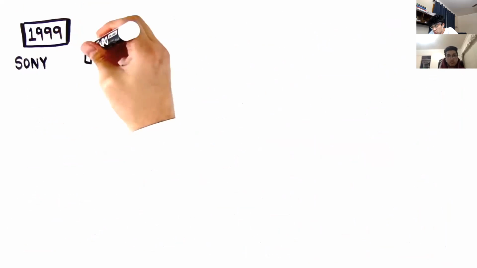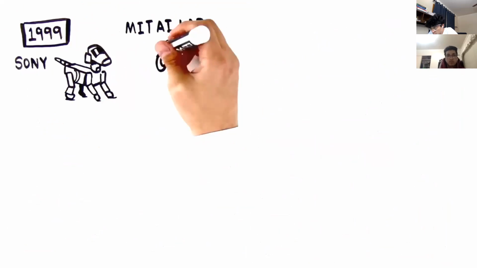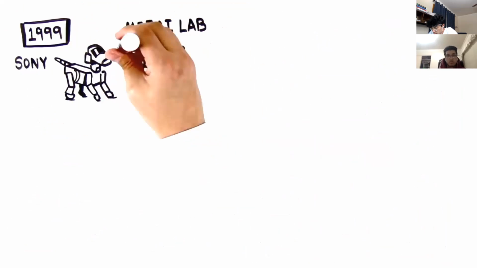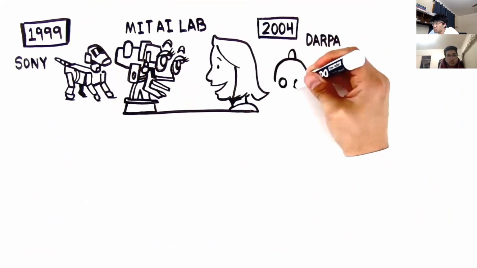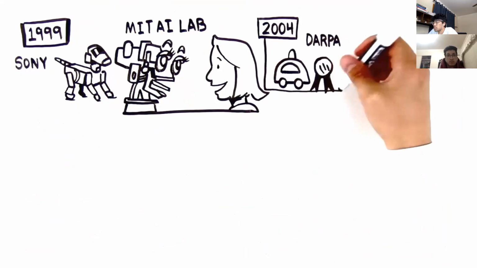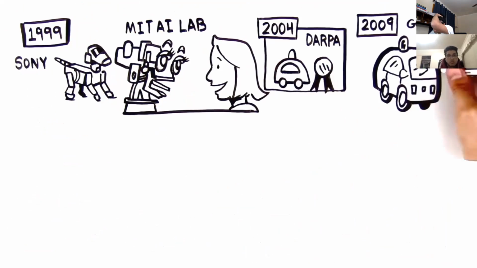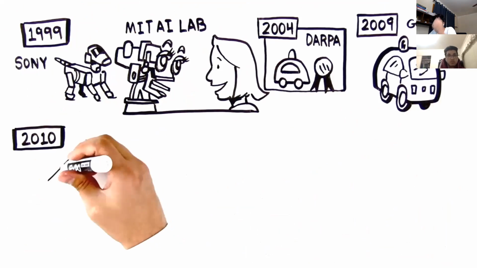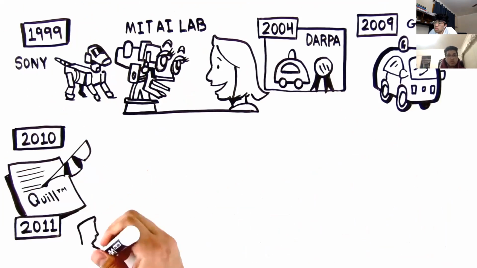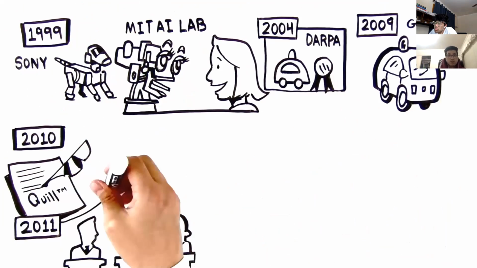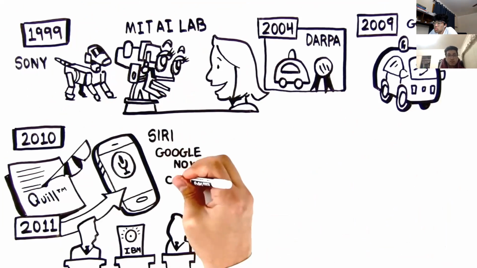In 1999, Sony introduces Aibo. That same year, the MIT AI Lab's first emotional AI is demonstrated. In 2004, DARPA introduces the first autonomous vehicle challenge. In 2009, Google starts building a self-driving car. In 2010, Narrative Science's AI demonstrates the ability to write reports. In 2011, IBM Watson beats Jeopardy champions. That same year, Siri, Google Now, and Cortana become mainstream.